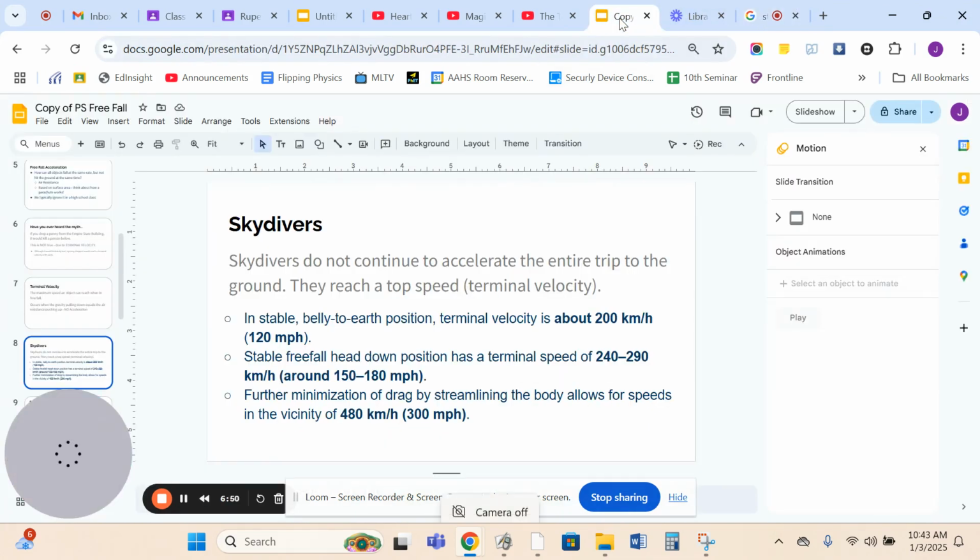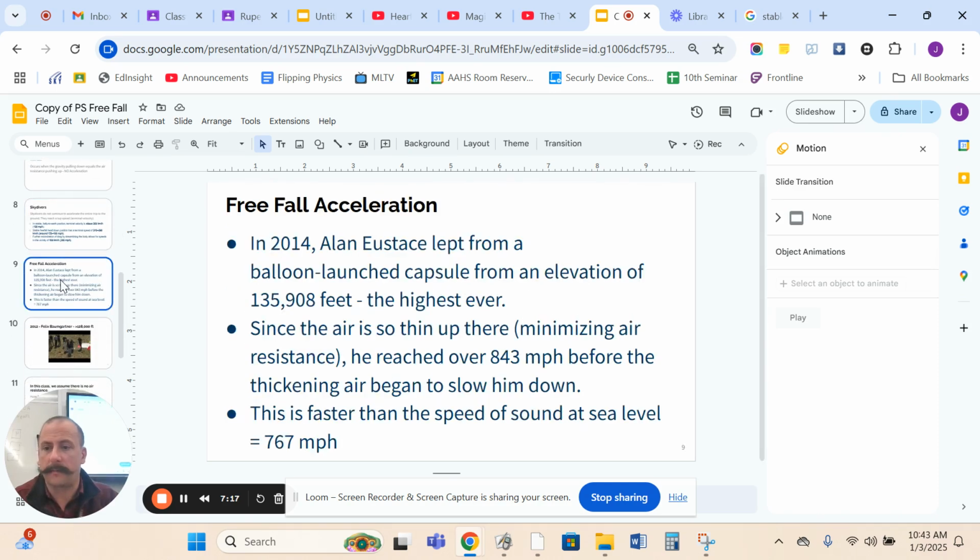If they're in a stable head-down position, they can reach almost double their speed, going about 240 to 290 kilometers per hour, about 150 to 180 miles per hour. And with further minimization of drag, maybe special suits, maybe trying to make themselves super, super tiny, they can reach even faster speeds, all the way up to maybe 300 miles per hour.